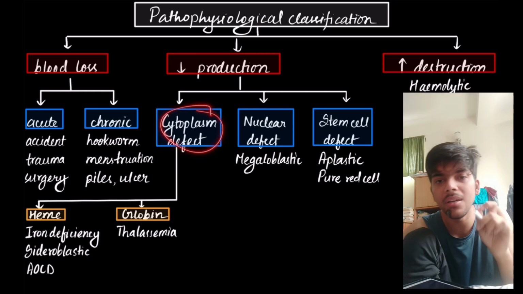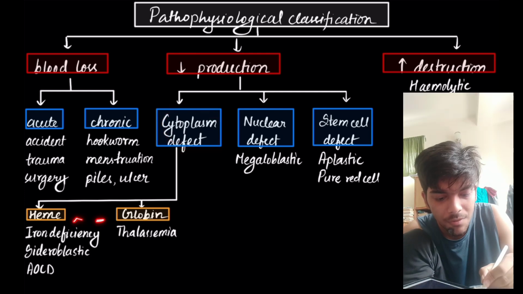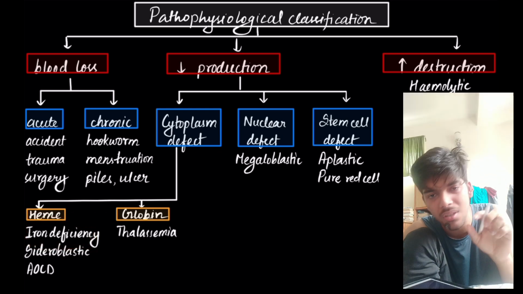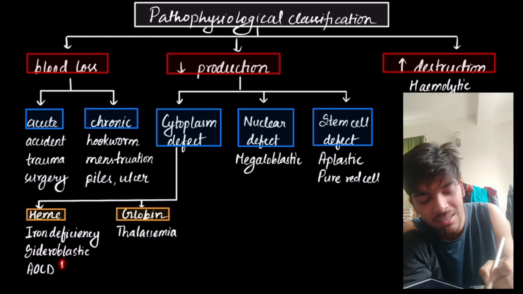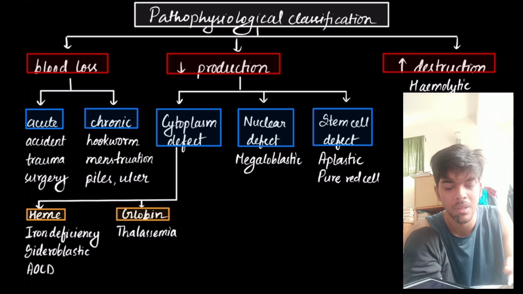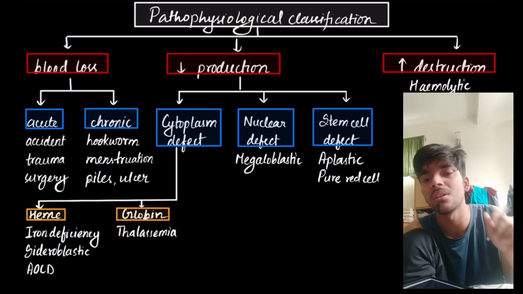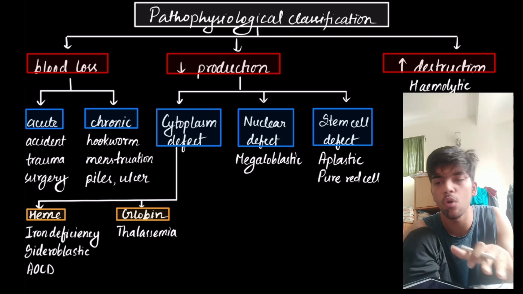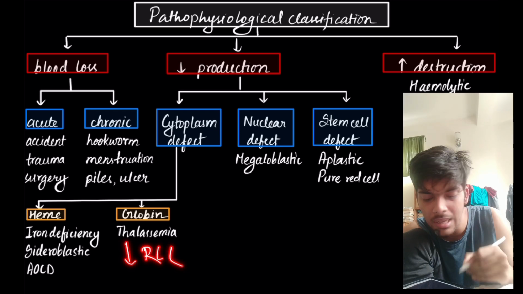In cytoplasmic defect, there is defect in the hemoglobin of the red blood cell. Like in case of iron deficiency anemia, due to deficiency of iron, there is decreased production of heme. In turn, there is decreased production of hemoglobin, and in turn, there is decreased number of red blood cells. In case of thalassemia, due to mutation, there is a defective production of globin protein, that is decreased amount of alpha and beta globin protein, leading to less number of red blood cells.